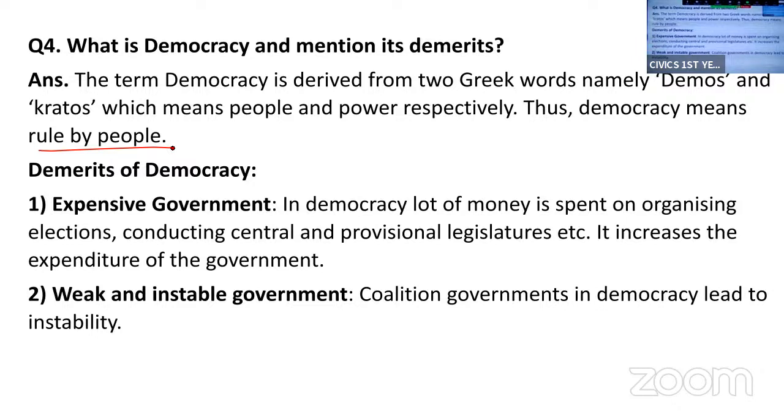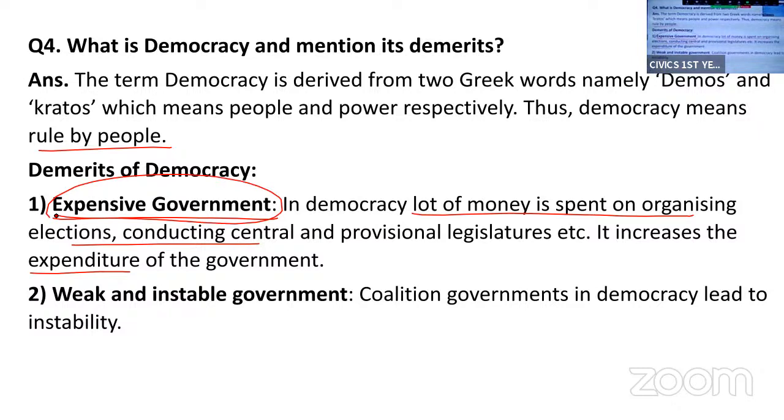So what are the demerits of democracy? It is an expensive government. Democracy is an expensive form of government because a lot of money is spent on organizing and conducting elections. If it is a federal form of government, then elections have to be conducted for the union government and for the state governments. So there is a lot of expenditure of the government. That is why we say it is an expensive government.